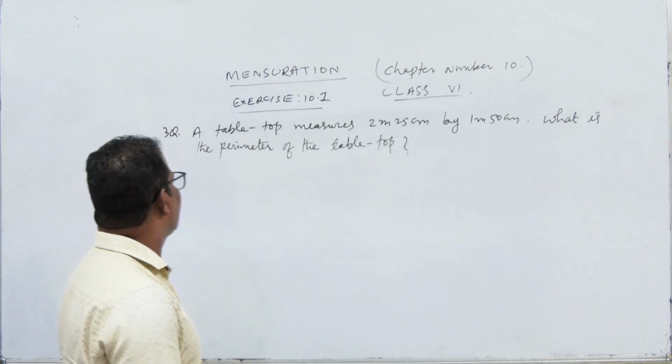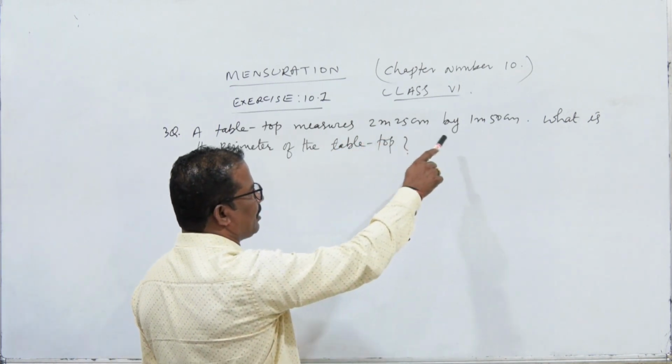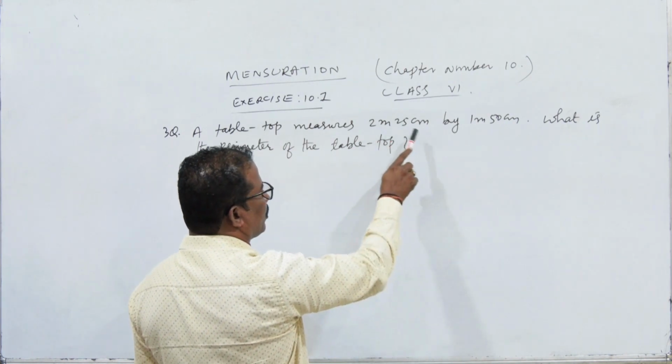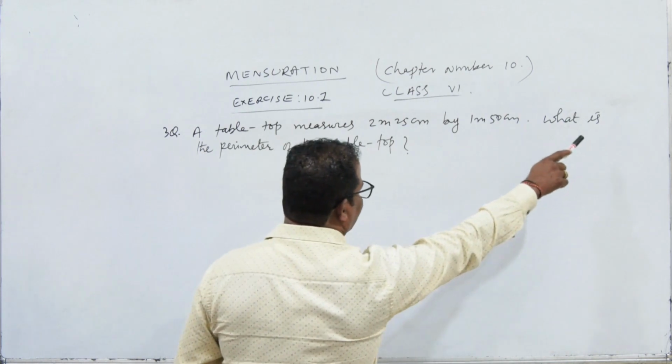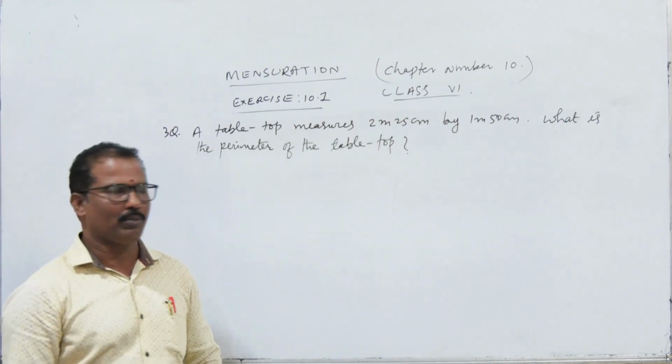See, in this third question, a tabletop measures 2 meter 25 centimeter by 1 meter 50 centimeter. That means the length is this much, 2 meter 25 centimeter, and the breadth is 1 meter 50 centimeter. Now the question is, what is the perimeter of the tabletop?